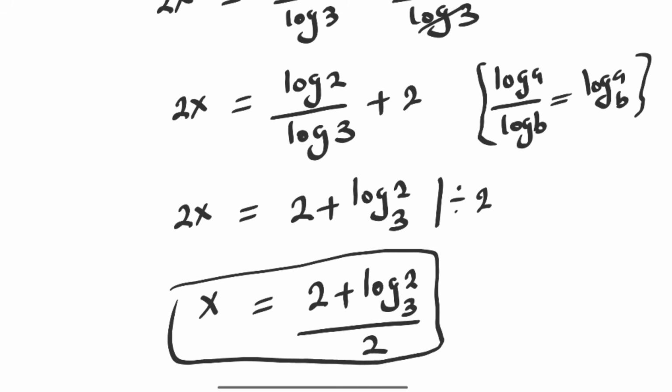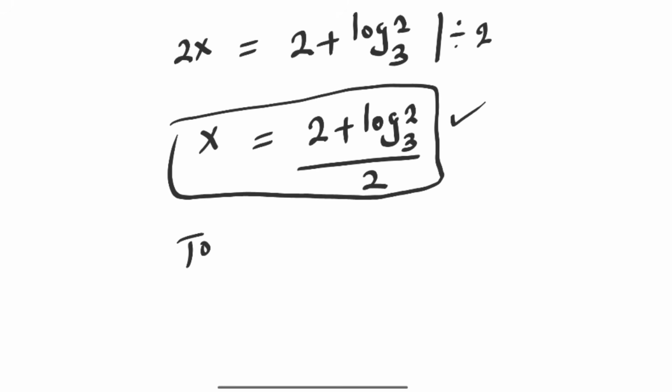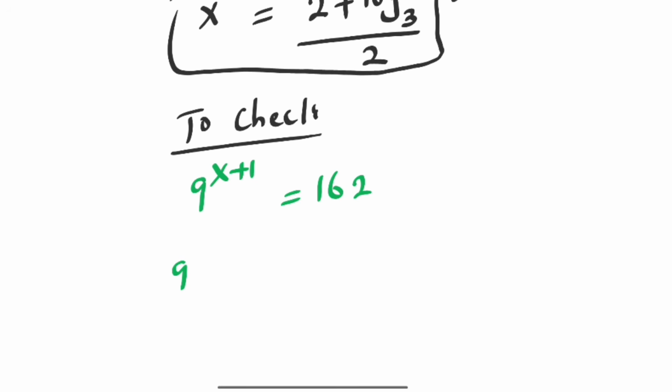We may check to confirm if this answer is right or wrong. Let's check. To check, we have the given equation. 9 raised to power x plus 1 is equal to 162. Then here, this is 9 raised to power 2 plus log 2 base 3 plus 1.